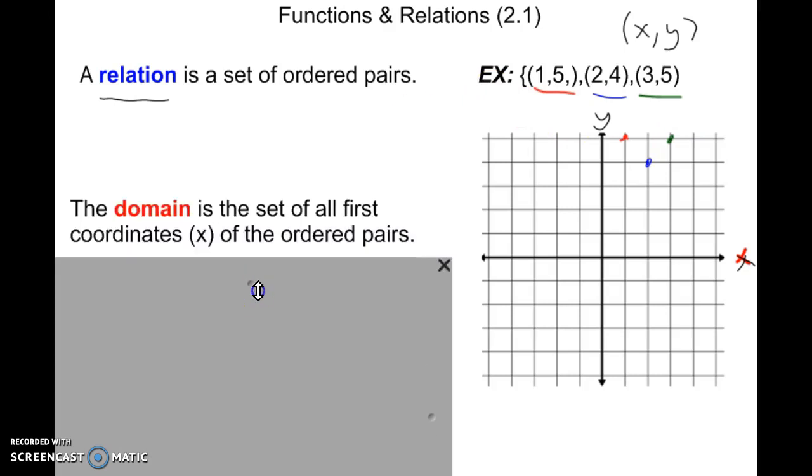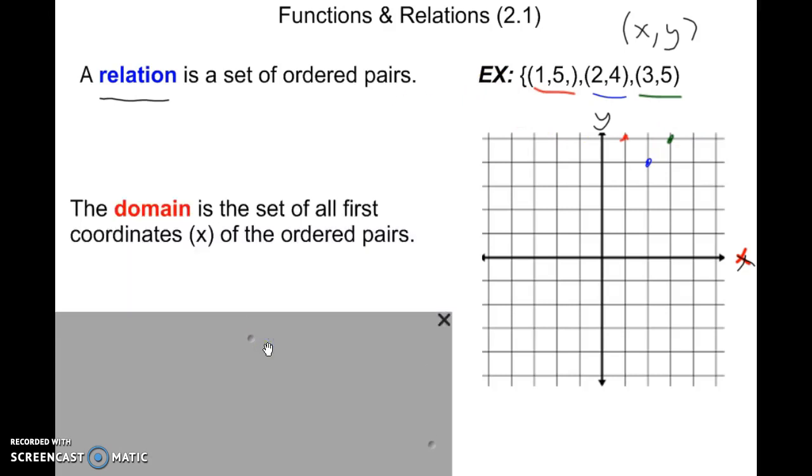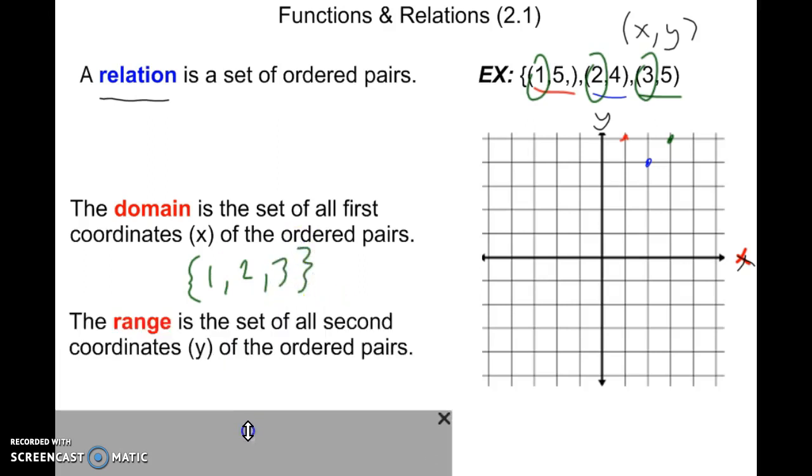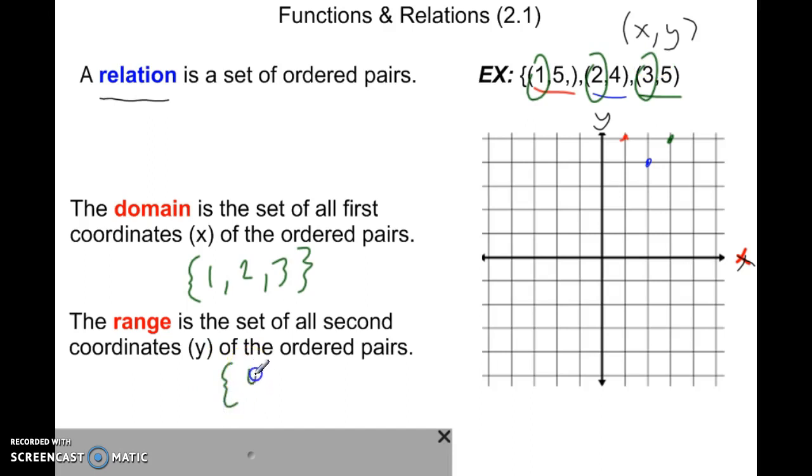When you have points or a function, the domain is the set of all the first coordinates. So in this case, you're looking at 1, 2, and 3. The domain would just be 1, 2, 3. Range is all the second coordinates, or the y coordinates. So you're looking at 5, 4, and 5. I don't think it's necessary to list it twice, so 4, 5 is the set of all the range values.